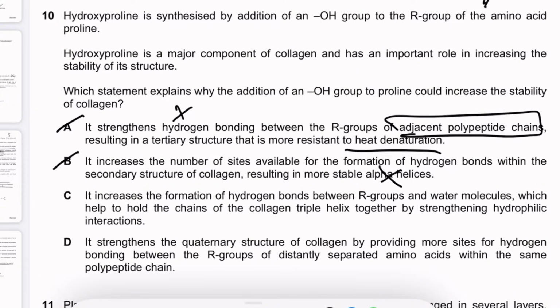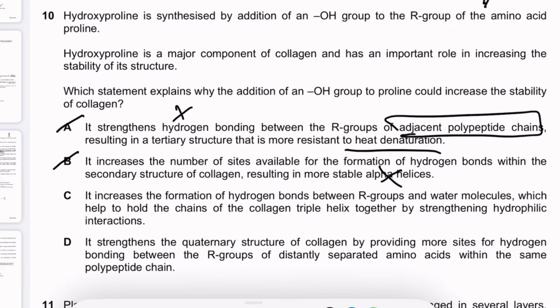C. It increases the formation of hydrogen bonds between R groups and water molecules, which will help to hold the chains of the collagen triple helix together by strengthening hydrophilic interactions. Okay, strengthening hydrophilic interactions is sort of new formation between R groups and water molecules. Okay, let's see D and come back to C.